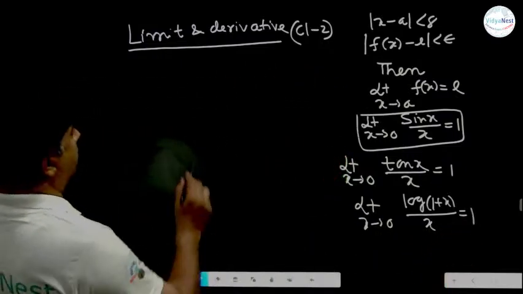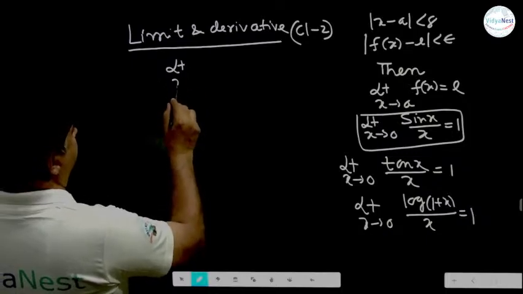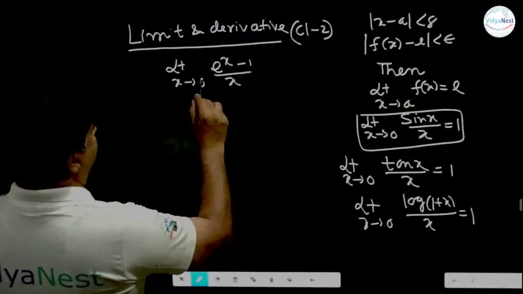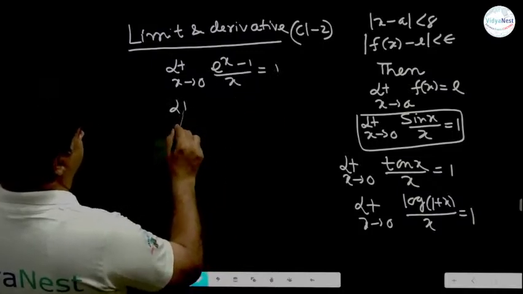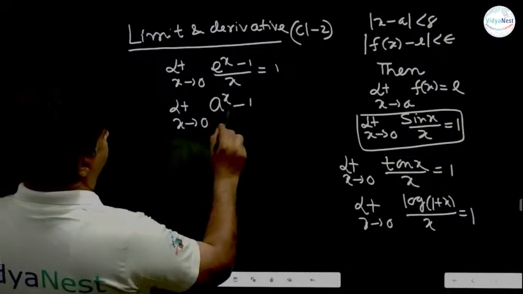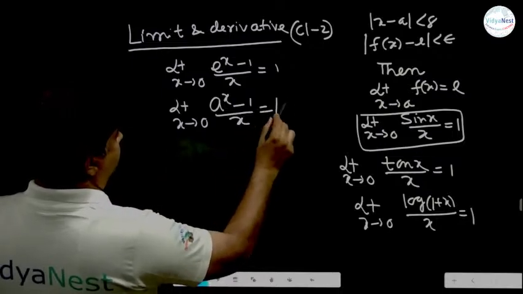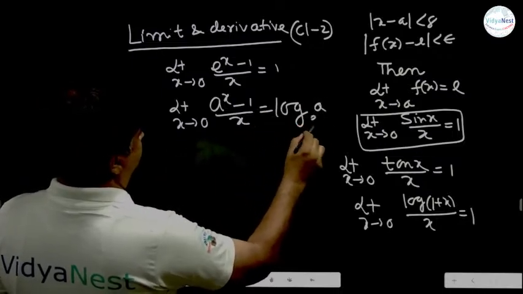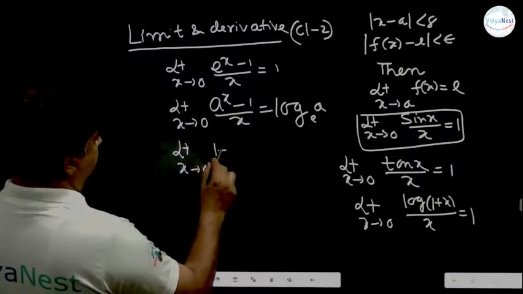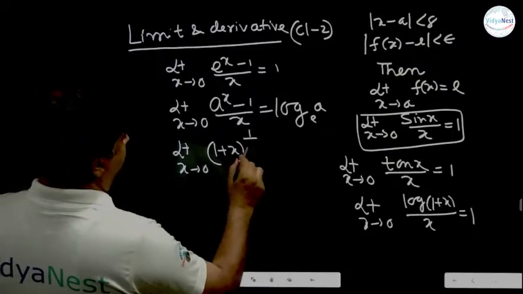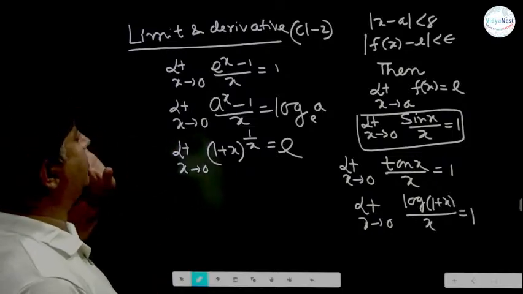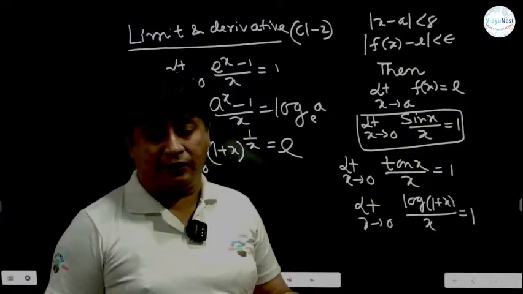Now, limit x tends to 0, (e to the power x minus 1) by x is equal to 1. Limit x tends to 0, (a to the power x minus 1) by x, that is log a to the base e. Limit x tends to 0, (1 plus x) to the power 1 by x is equal to e. These are all board level formulas which can be used even in JEE.